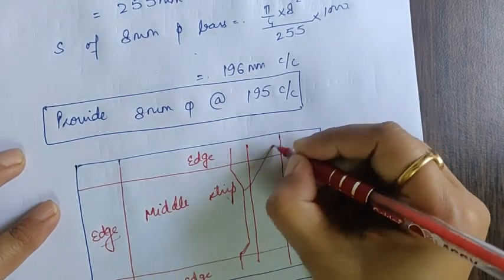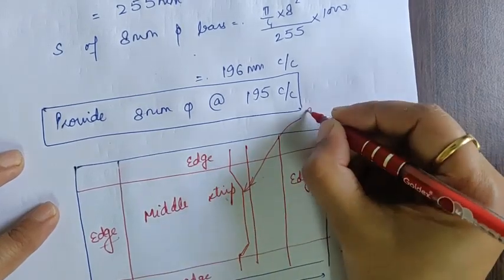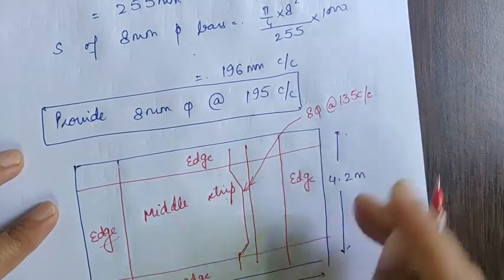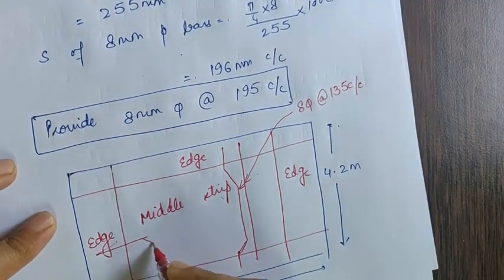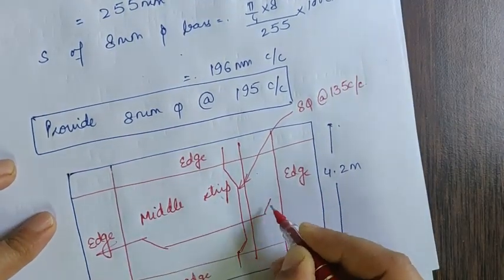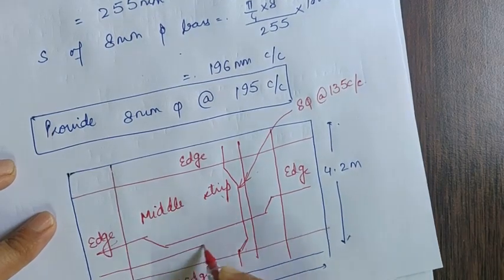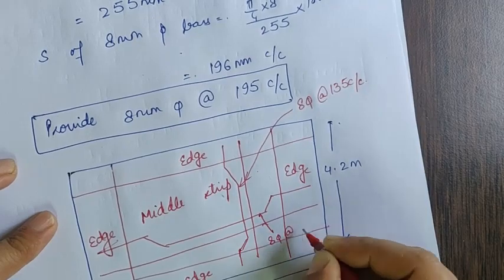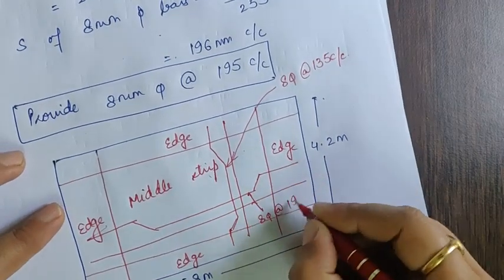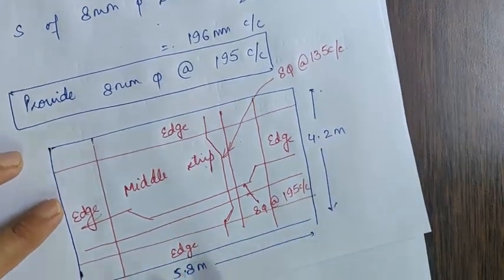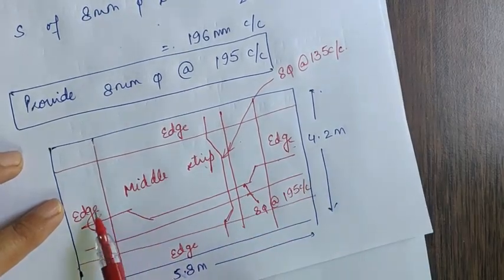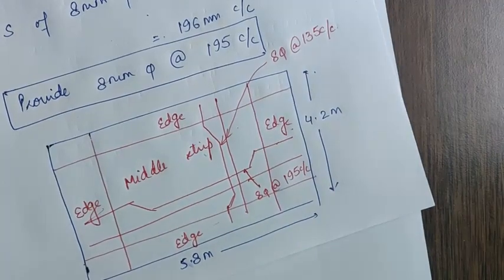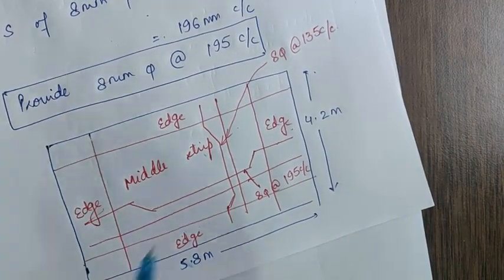we are proposing 8 mm dia at the rate of 135 center to center. On this direction, we are proposing 8 mm dia at the rate of 195 center to center. Now in the edge strip, the code says, in all four edge strips, we are to just go in for the minimum reinforcement. Okay.